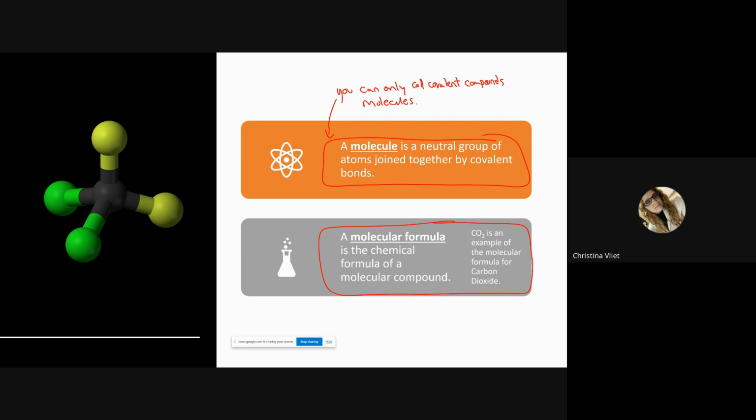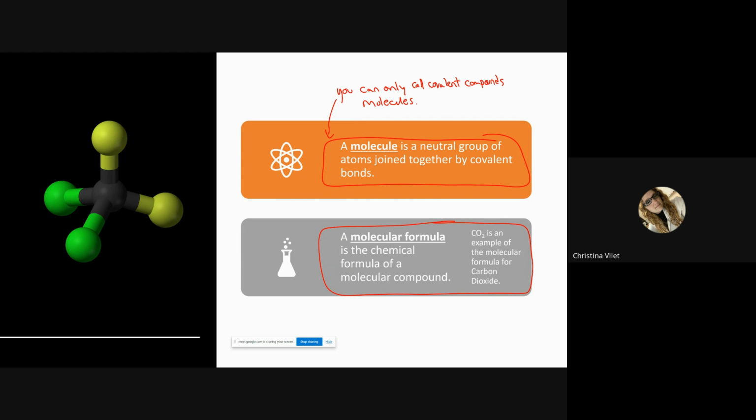Because inherent in the definition is that the atoms are joined together by sharing electrons, by covalent bonds, not by a transfer of electrons. So you're only allowed to call covalent compounds molecules. I've actually seen in a lot of middle school curriculums where people will call salt a molecule, and it's not. You can't call salt a molecule because it's not sharing electrons, it's transferring electrons from sodium to chlorine. So be careful here.